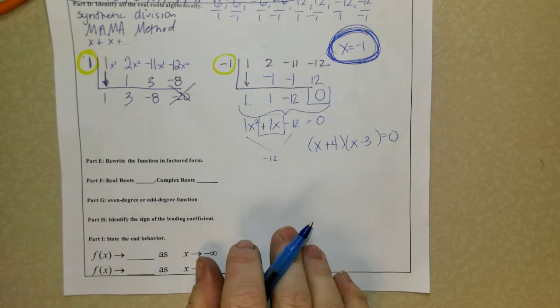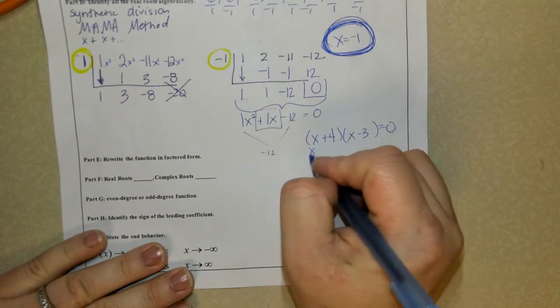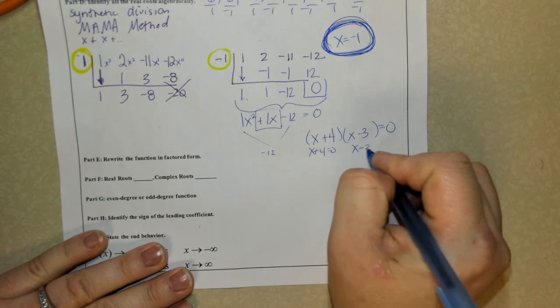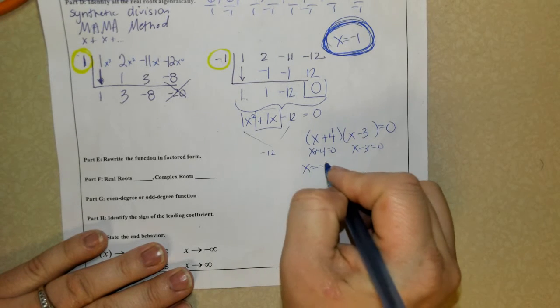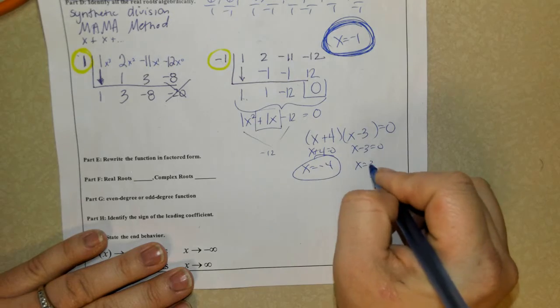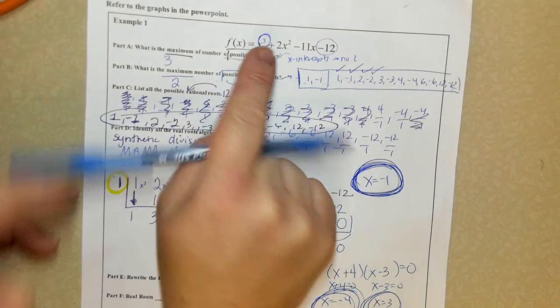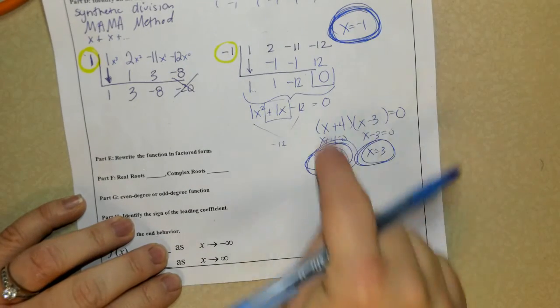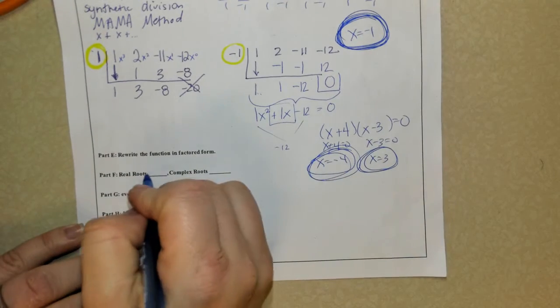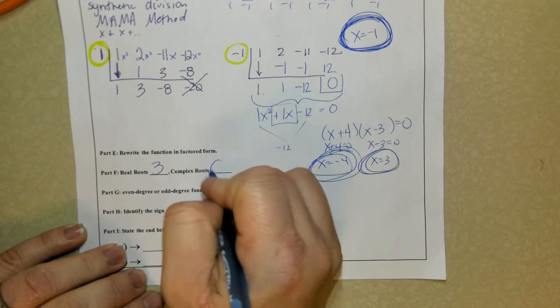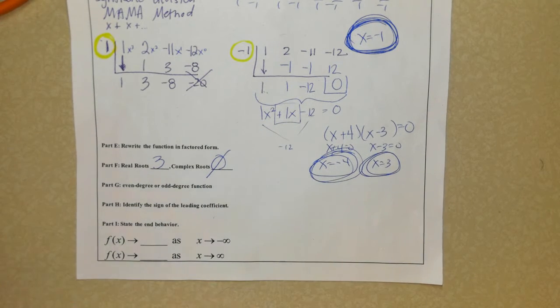Okay, set it equal to 0. So x plus 4 equals 0 and x minus 3 equals 0. That means one answer is negative 4. The other answer is positive 3. I was supposed to come up with 3 answers, and I found all 3. All 3 do not have an i. That means down here there are 3 reals and 0 complex.